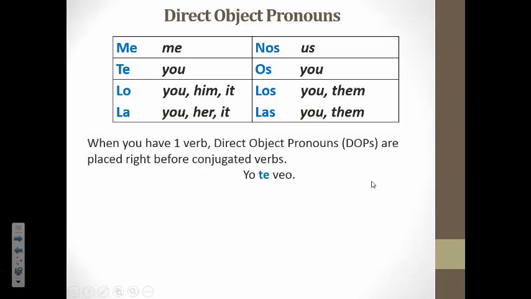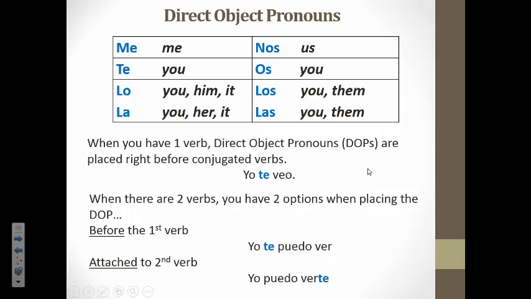Okay, so how would I use a direct object pronoun? Basically, you just have to worry about their placement. When you have one verb, your direct object pronoun, or your DOP, is going to go before that conjugated verb. So in my example sentence here, I say, yo te veo. I see you. So that direct object pronoun, that DOP, has got to go right before the conjugated verb.